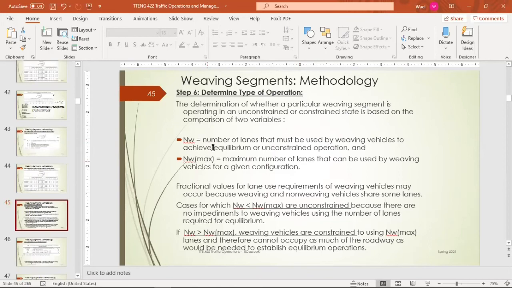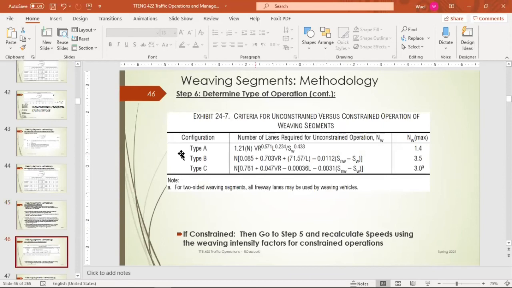So we check how many lanes the weaving will take, and if we find that the number of lanes needed for weaving is greater than the limit, then it's constrained. Otherwise it's unconstrained. Okay? Here, for type A, this is the equation we use to calculate the number of lanes required, NW. Let's take this equation and go back to our example.